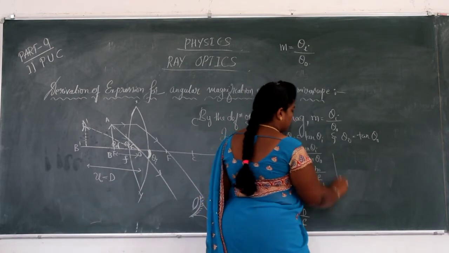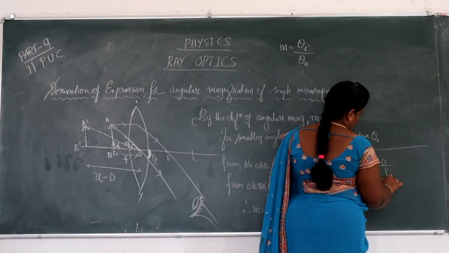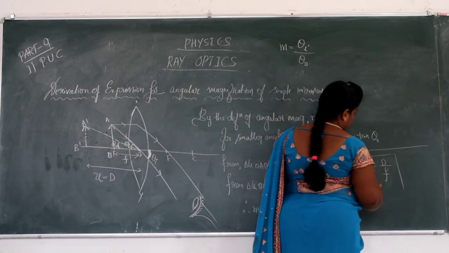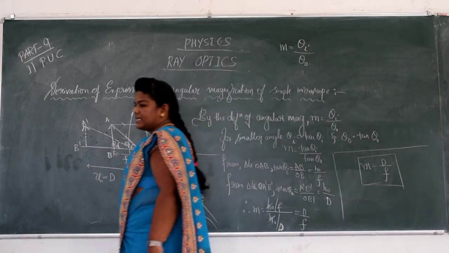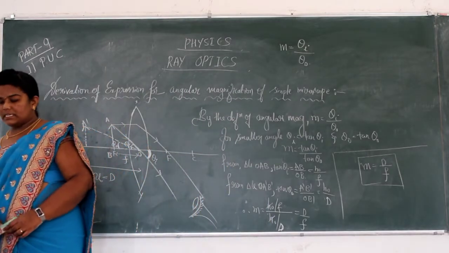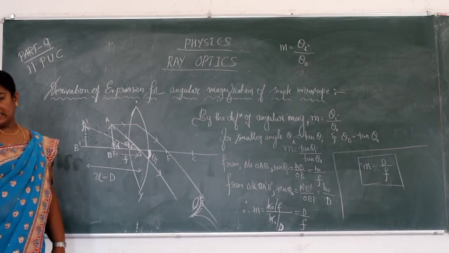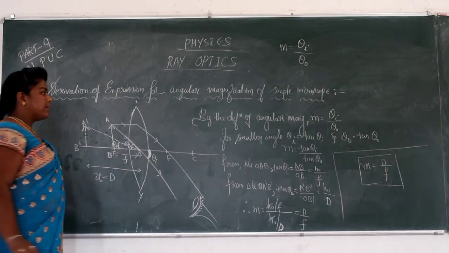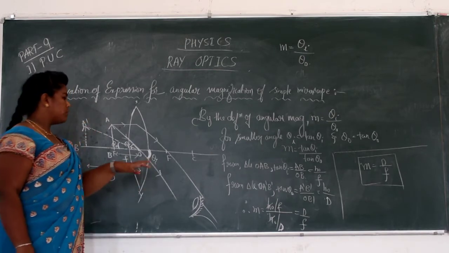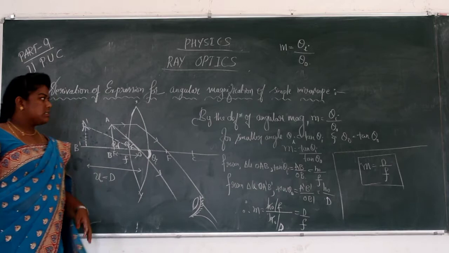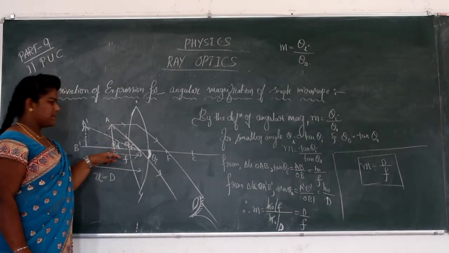Dear students, finally we got the formula: the angular magnification in case of a simple microscope is equal to capital D by small f, where D is the least distance of distinct vision and f is the focal length of the given lens. So this is about the angular magnification in case of the simple microscope. I just want to recollect this again. I just considered a convex lens in which I placed an object AB at the principal focus.